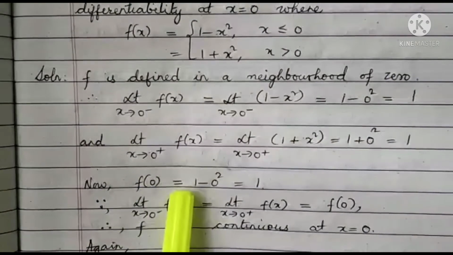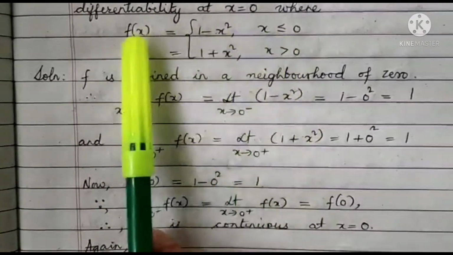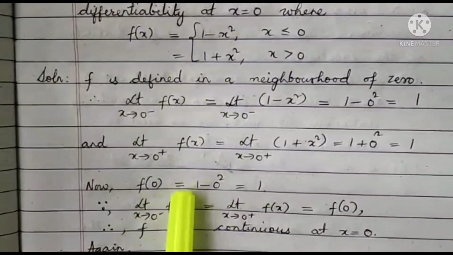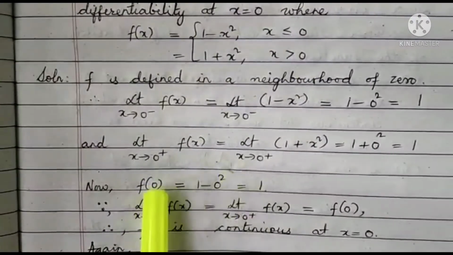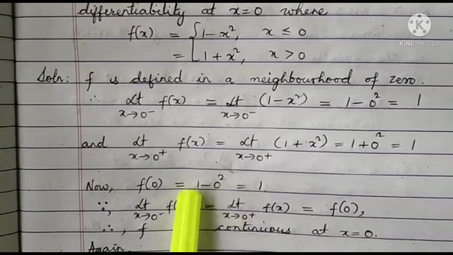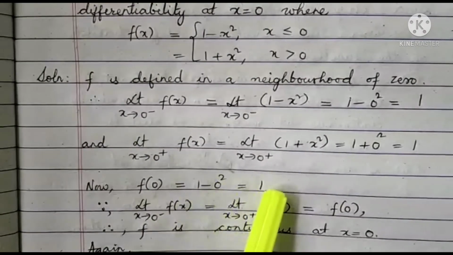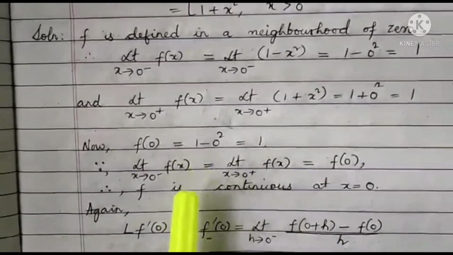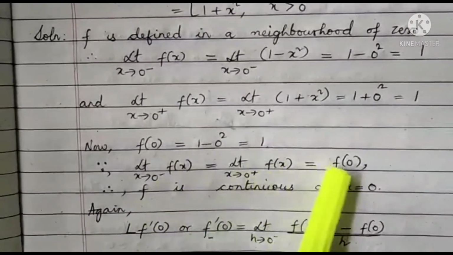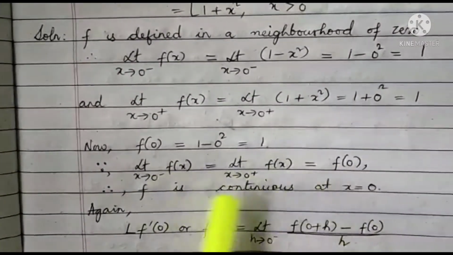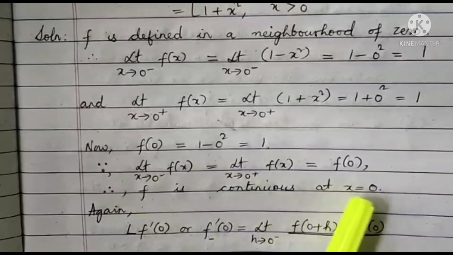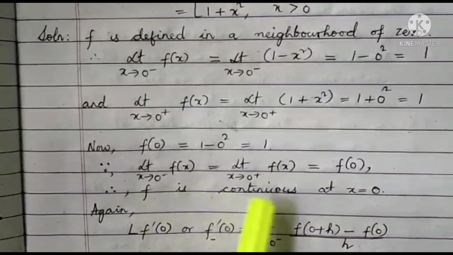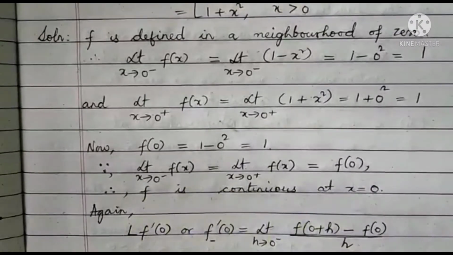So f(0) is at x equal to 0. Your value of the function is 1 minus x square. So at x equal to 0, your 1 minus x square is, in place of x we are going to put a 0. So it is 1 minus 0 square, which is equal to 1. Now you can clearly see all three values are equal to 1. That means your left hand limit, right hand limit and f(0) all are equal. That is why your function is continuous at x equal to 0. So when we examine the continuity, we found out our function is continuous at that given point.